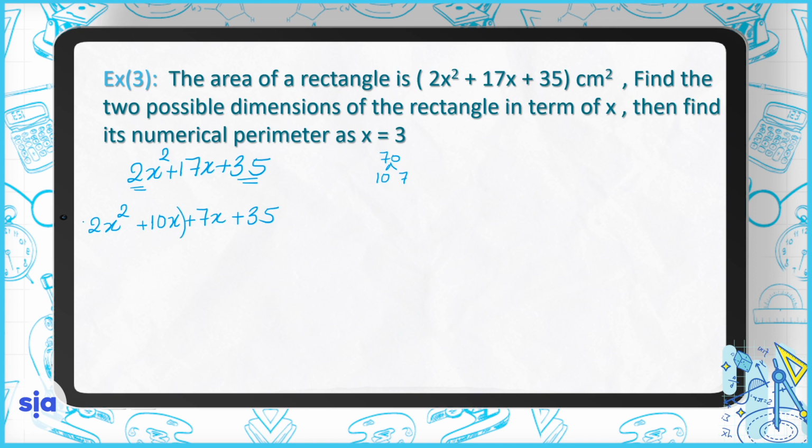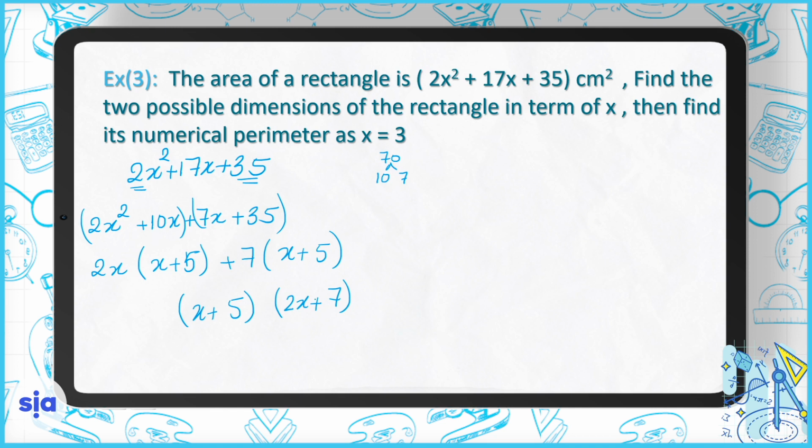If you combine the first two together and the last two together, the common factor here is 2x, and then it's x plus 5. After that, the common factor is 7, then it is x plus 5. So the two brackets are x plus 5 and 2x plus 7. So these are the dimensions of the length and the width of the rectangle.